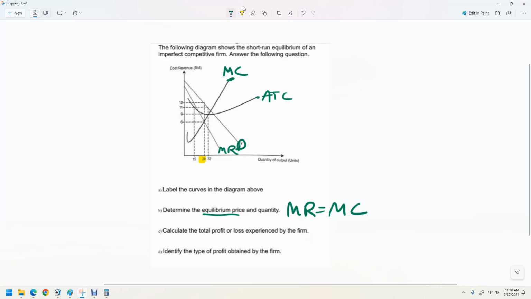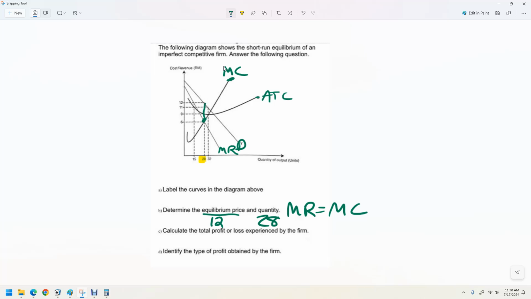That's the quantity, and the quantity is 28. Then we follow that up to where it hits the demand curve, because this firm has a monopoly, and that's the amount the consumers are willing to pay. So the consumers are willing to pay 12. Okay, so the price is 12, the quantity is 28.